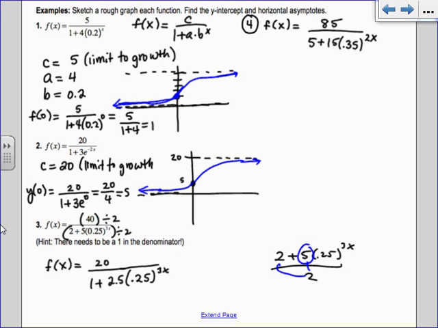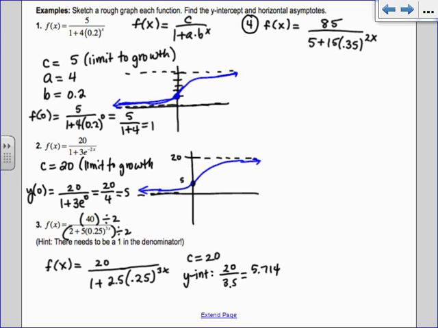All right, so our C is 20. Our Y-intercept, are you guys getting really good at it? It's 20 over 3.5, which was what? 5.714. Yep. So you could plug in, it's basically these 3 numbers divided, like 20 divided by 1 plus 2.5. It's like you're ignoring that part that was in parentheses. All right, so we're going to get 20 for our limit to growth. 0 is the other horizontal asymptote, and then at 5.714, we have the Y-intercept.